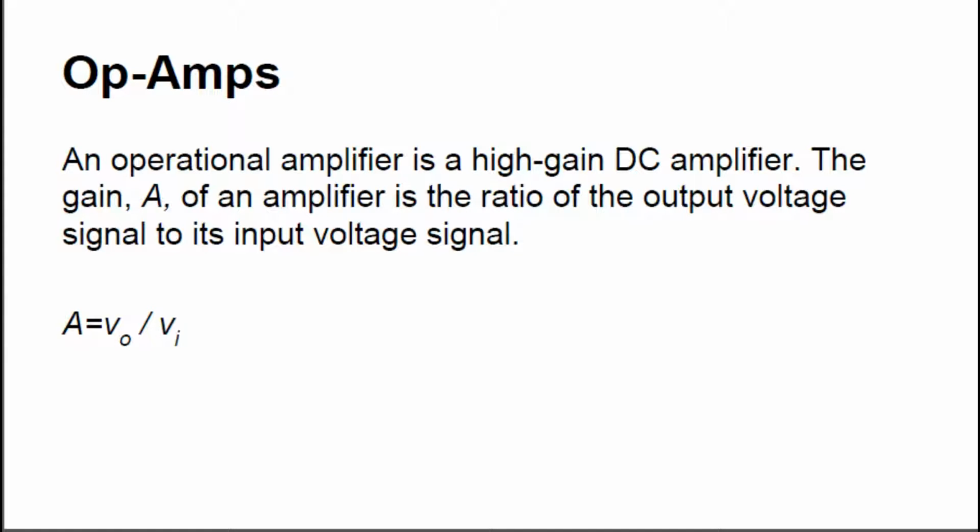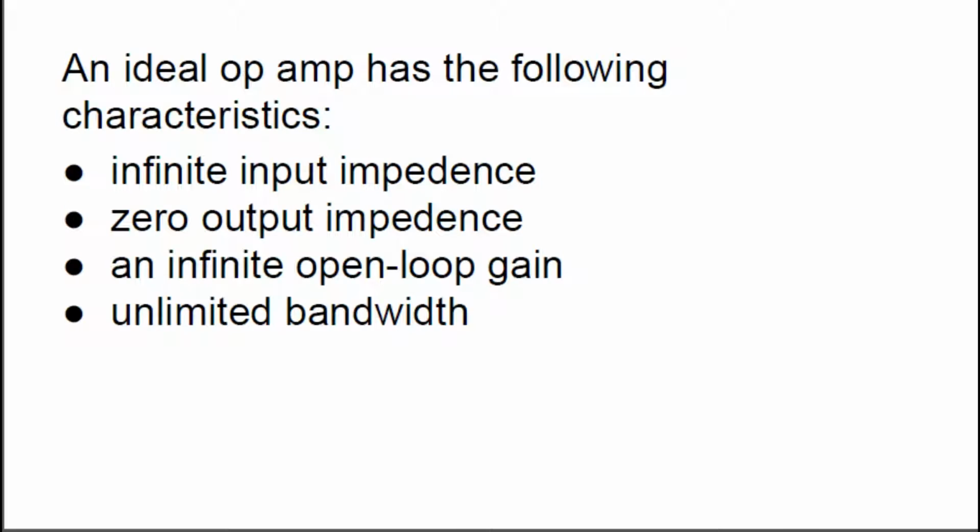An operational amplifier is a high-gain DC amplifier. The gain of an amplifier is the ratio of the output voltage signal to its input voltage signal. An ideal op amp has the following characteristics: infinite input impedance, zero output impedance, an infinite open loop gain, and unlimited bandwidth.